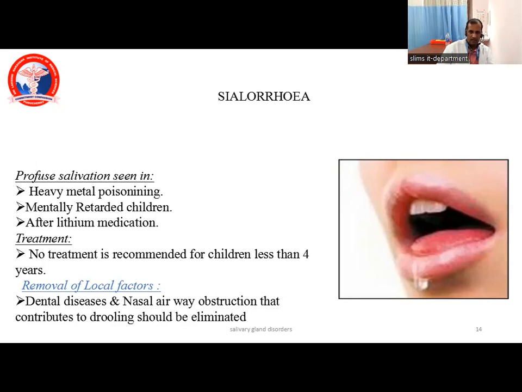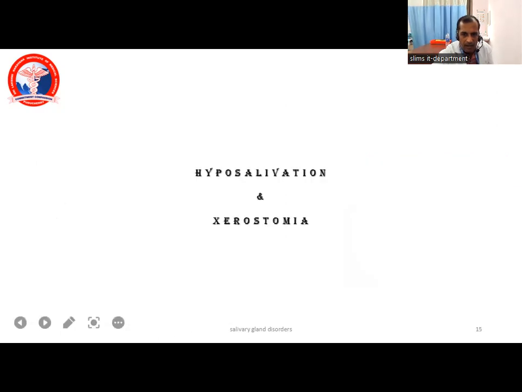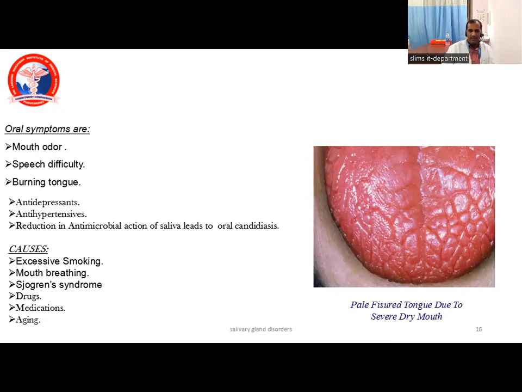And if the local factors, or the airway obstruction, are removed, then the amount of salivation will decrease. It will become normalized once the local obstruction or local factors are removed. And the symptoms: mouth odor, speech difficulty, burning tongue.